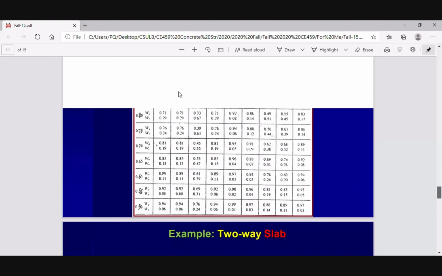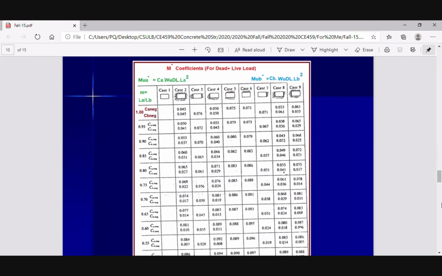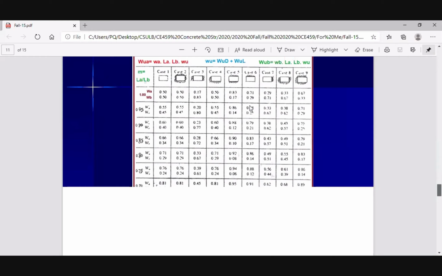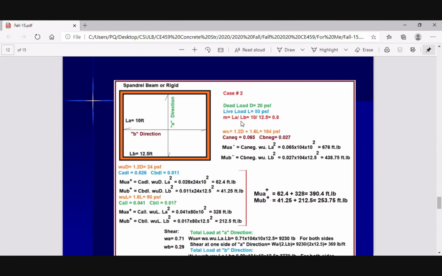So we are in case 2. That's it. At first, just find the cases. Then dead load and live load, M, LA over LB over 12.5, 0.8. Then find omega U, 1.2 dead load, 1.6 live load.